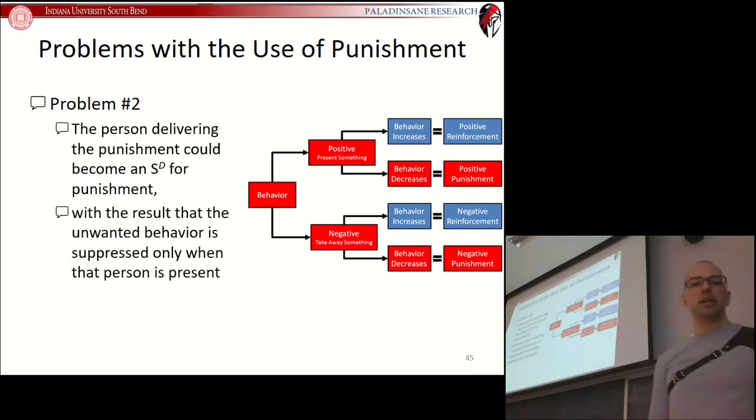The reason we don't like this is that the result is that the unwanted behavior will only be suppressed when that punishing person is present. Try saying that 3 times fast. When the punishing person is present, that's the only time that the behavior is going to be suppressed. What you want is a general suppression of bad behaviors. You don't want to only suppress behaviors when you're present and have the behavior back as soon as you're not.